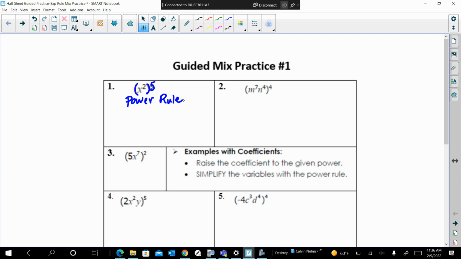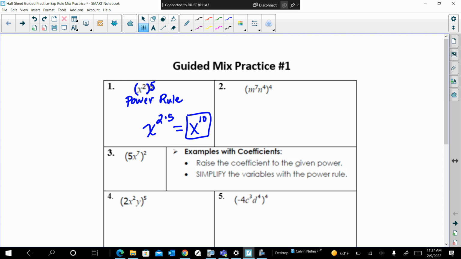What does the power rule tell us to do? Yeah, you multiply the exponent. So this gets simplified as x to the 10th power, because we had x with a power of 2, and then we multiplied it by that 5. So x to the 10th is the final answer.